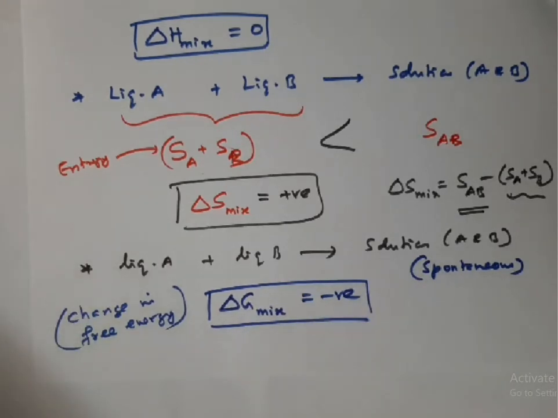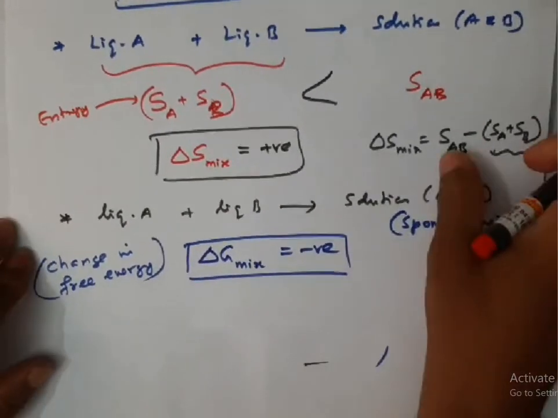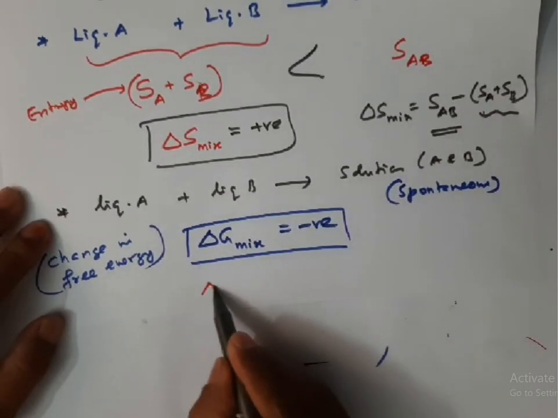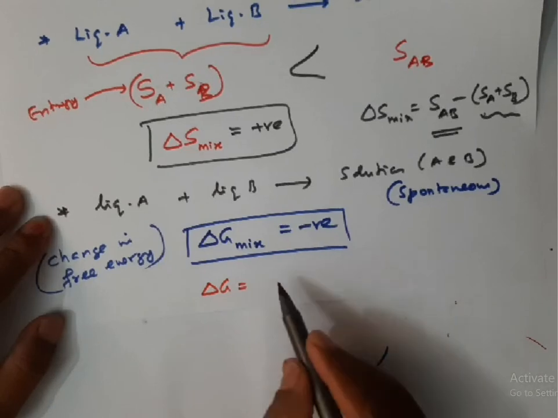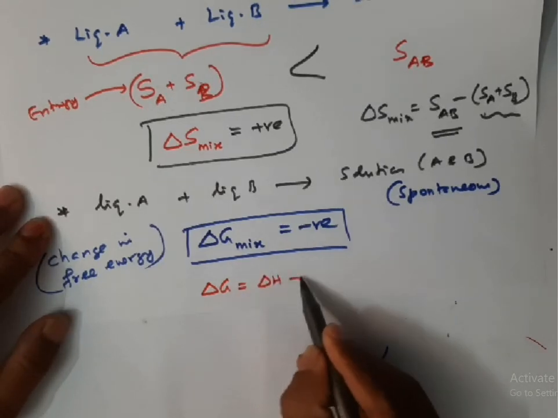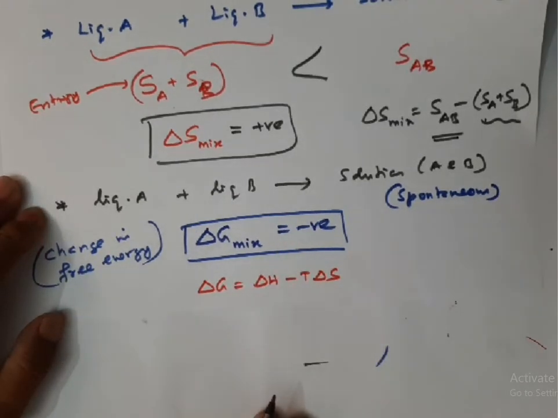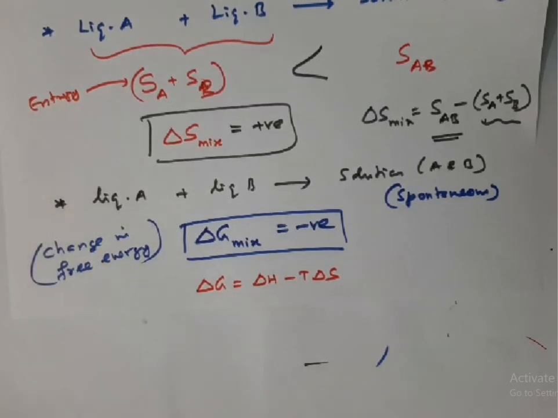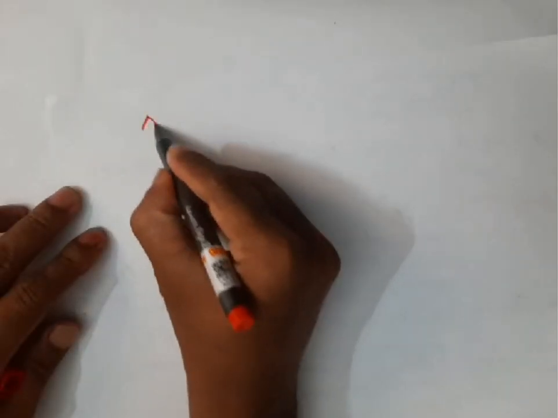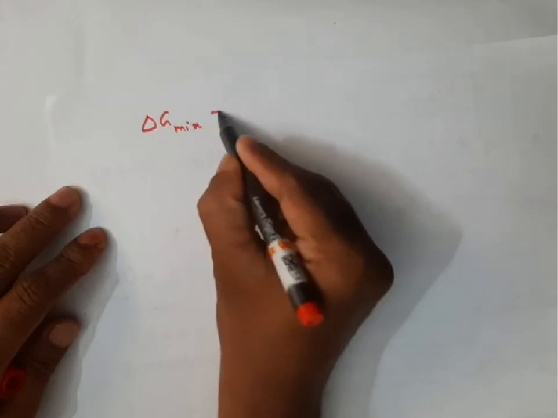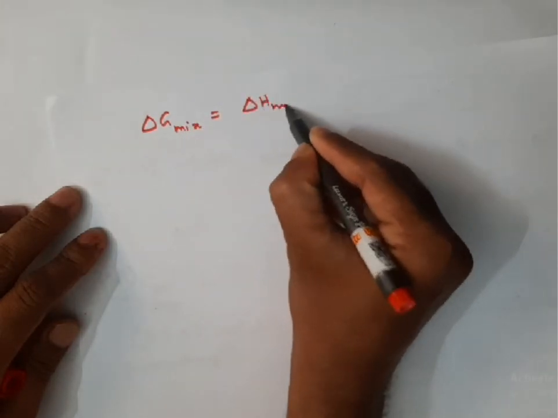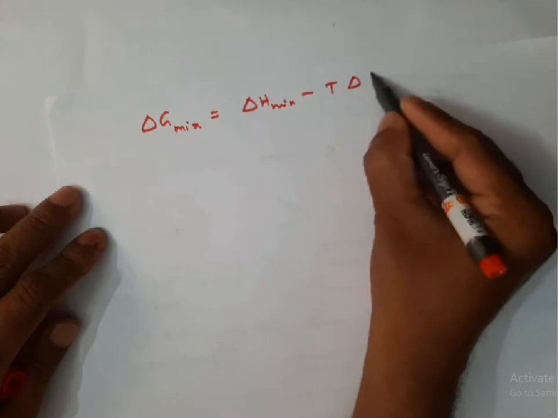Right? I can say it in the other way also. Students, this you can say in the other way. From thermodynamics, we know very well that delta G equals delta H minus T into delta S. It's a formula. For a solution, we can also write this as delta G mixing equals delta H mixing minus T into delta S mixing.